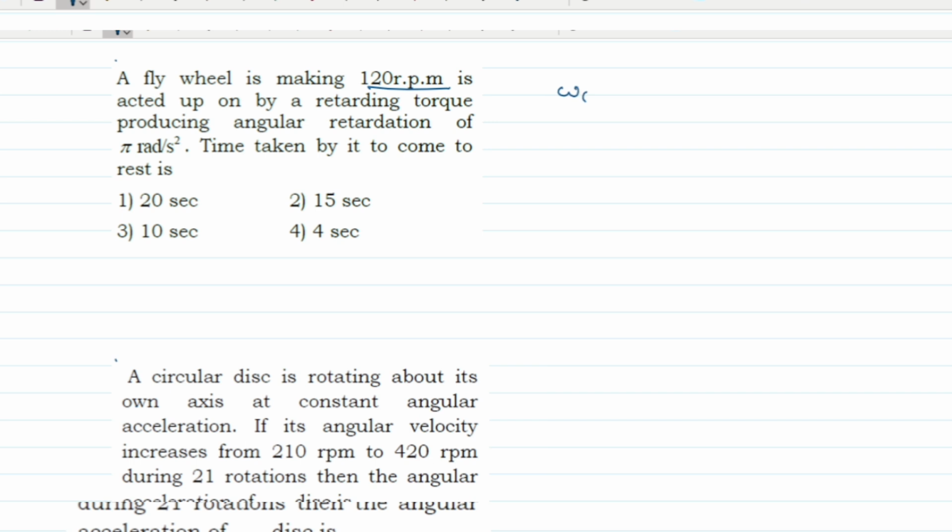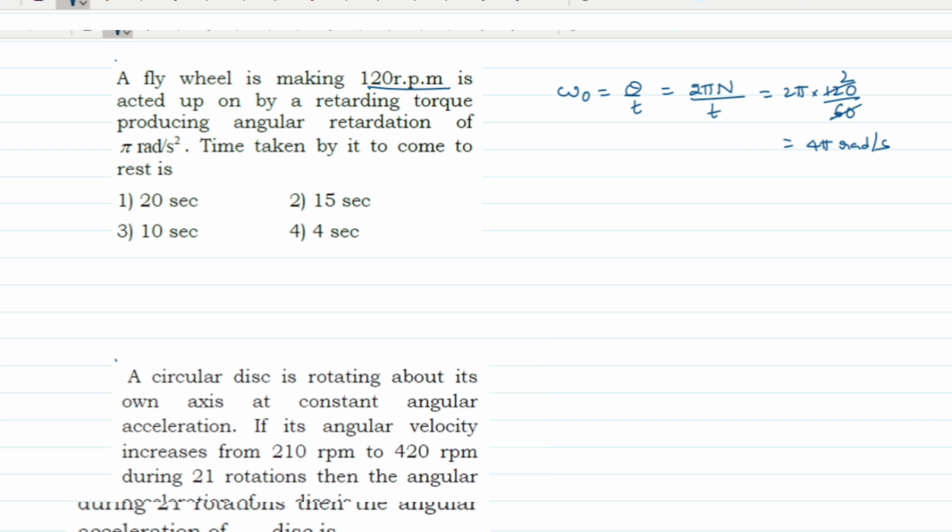Let us calculate the initial angular velocity, which will be equal to theta by t. If it is making n rotations, theta equals 2 pi n. For one rotation it is 2 pi radians, so for n rotations theta equals 2 pi n, divided by t. It's nothing but 2 pi into 120 by time. It is given per minute, so take 60 seconds. So 2 twos will be 4 pi radian per second.